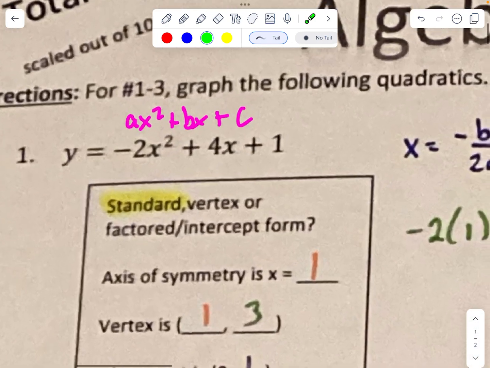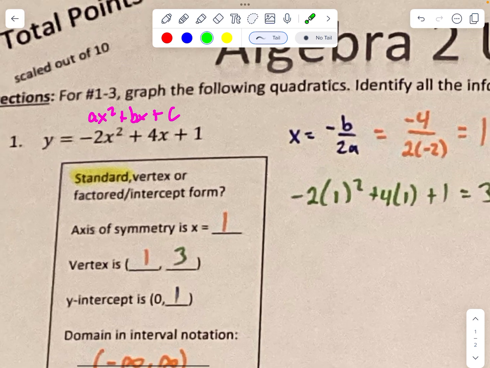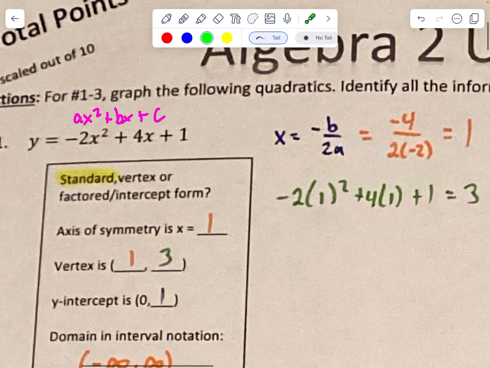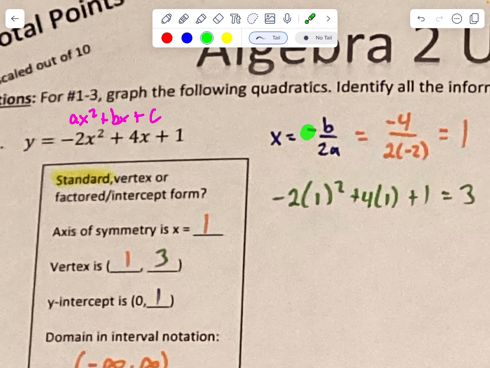But let's come back up here to our standard form problem. When it's in standard form, you have to know that x equals negative b over 2a is how you find the x value of the vertex. So here's our b value. You can see over here in orange, here's our negative, which stays there. Our b value itself is positive, so I put 4 there, over 2 times our a value, which is the number right here, negative 2. Evaluate that, and you get 1. So that is the x value of our vertex, which is also therefore the axis of symmetry is x equals 1.